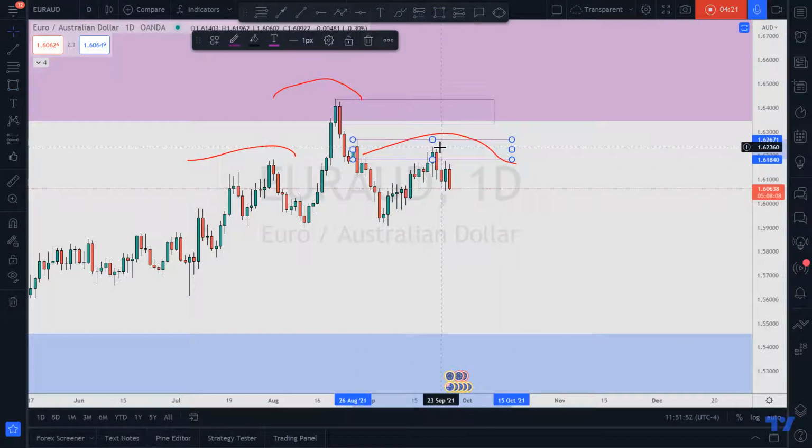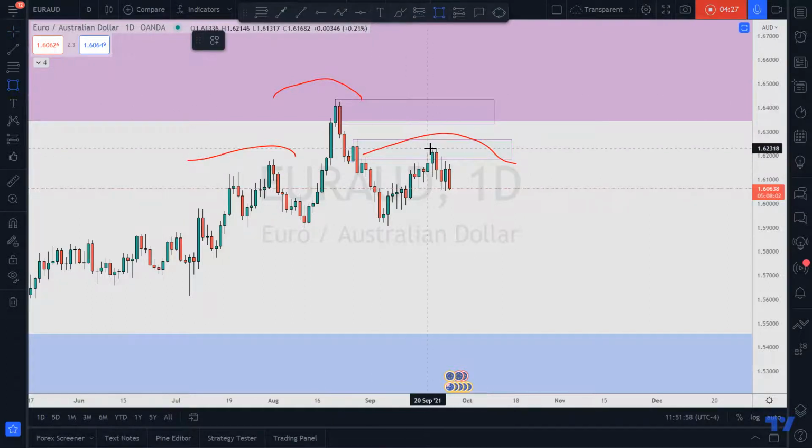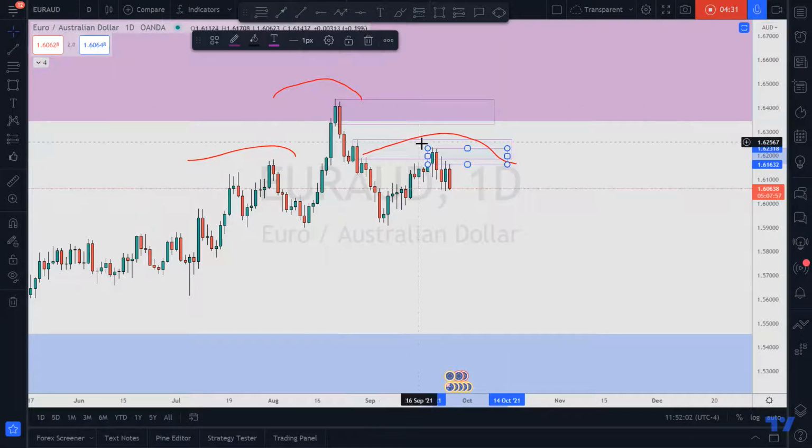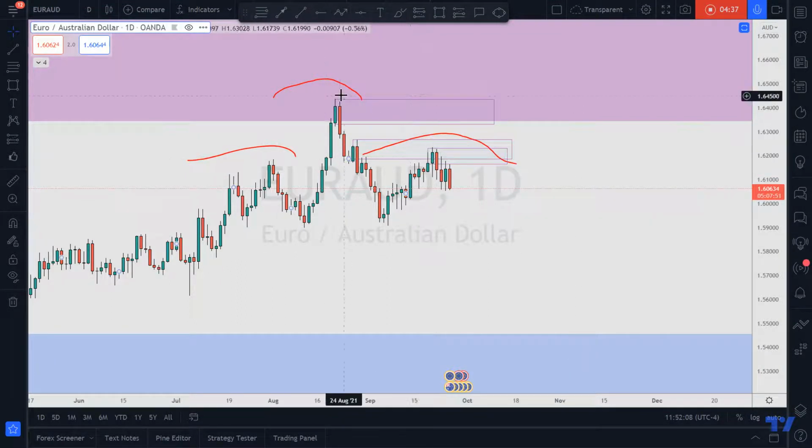Price has come up to retest this order block, formed another bearish engulfer at this order block, and this is exactly what you want to see. That's three in a row. That's letting you know price is maintaining bearish momentum.